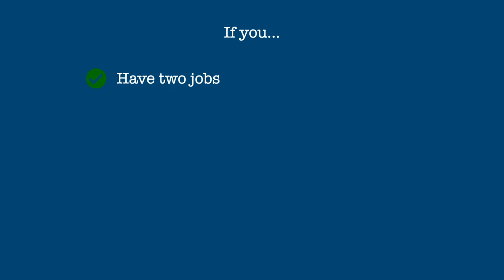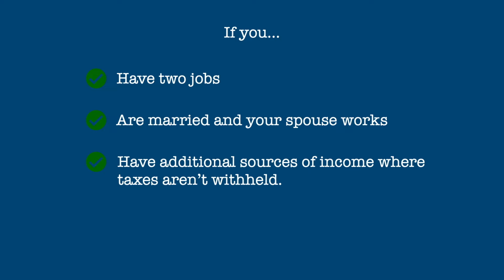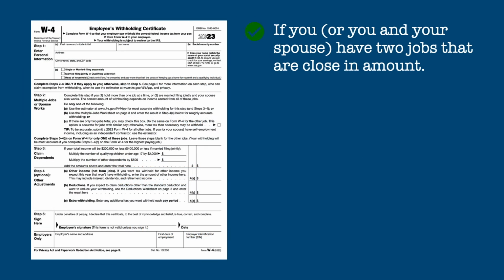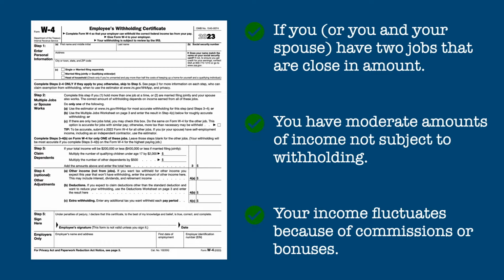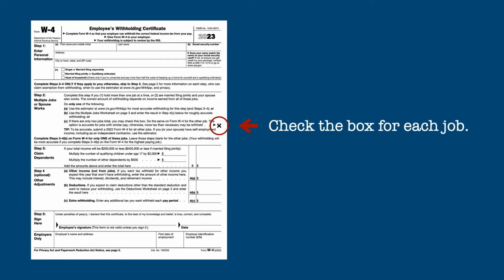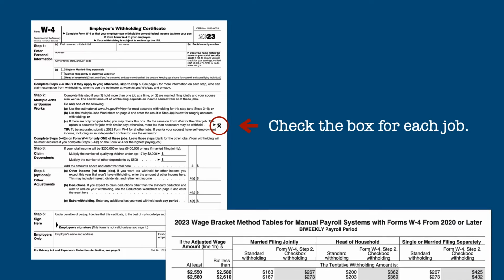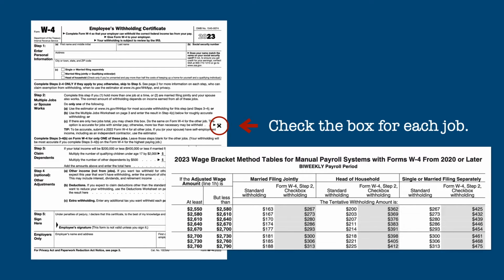If you have two jobs, are married and your spouse works, or have additional sources of income where taxes aren't withheld, a little more work is necessary. If there are only two jobs total for either you or you and your spouse, with the lower paying job close in amount to the higher paying job, or you have moderate amounts of additional income not subject to withholding, or your pay fluctuates because of commissions or bonuses, checking the box in Step 2, line C will tell your employer to withhold more than the base amount. Check this box for each job. Taking a look at this withholding chart from IRS Publication 15T, you can see that significantly more is withheld each pay period if you check box 2C.